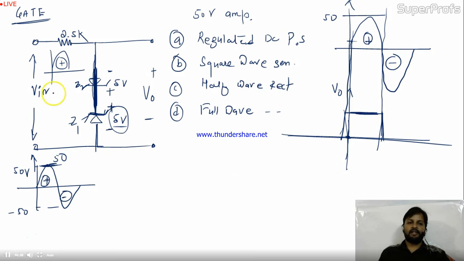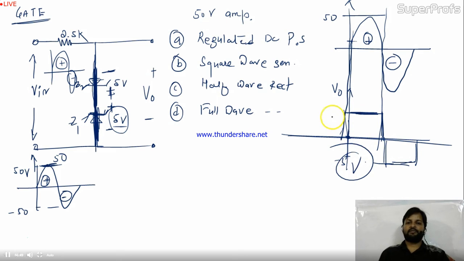And in the negative half cycle, this diode will be in reverse bias, and this will be in forward bias. So you will short it, and the other will be having a drop of minus 5 volt. So it will be minus 5 volt like this. So tell me which option is correct. Is this regulated DC? No. Square wave generator? Yes, absolutely right. This is the square wave it's going to generate over here.